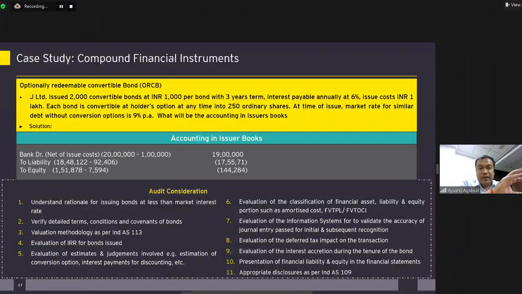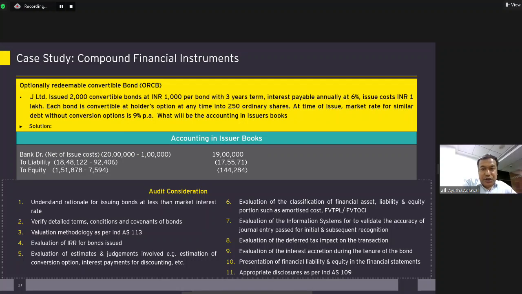The cash flow of the instrument will be determined. The cash flow will be 2,000 convertible bonds into 1,000 rupees per bond into 6% per annum, which is the interest, and then the principal portion which has to be repaid at the end of the term. That entire cash flow will be discounted at the market rate, and the discounted value will come to 17,55,716 rupees. That will become the liability portion, and the residual will go into equity. So that is the accounting, and we can very well understand that once the accounting is complex, the auditing consideration for the same will also be complex.